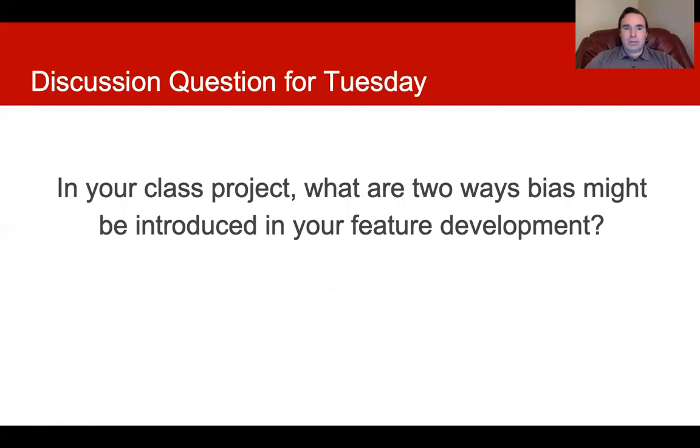So the last bit, we've mentioned a couple discussion questions along the way, and one that we'll probably spend a bit more time on Tuesday is thinking about different ways that bias might be introduced, both as you're thinking about future development and handling missing data in your particular projects. So give that a little bit of thought, and on Tuesday we'll chat about these things together as a group.